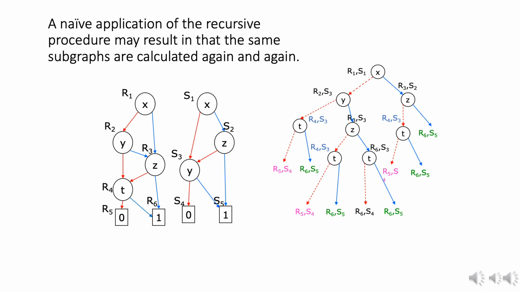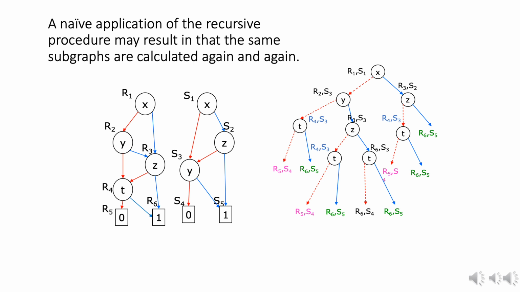A naive application of the above recursive procedure may result in recalculating subgraphs again and again. In fact, the complexity could be exponential in the size of the BDDs. On the right-hand side of the slide, we marked subgraphs that are the same with the same color. So there are pink subgraphs and green subgraphs, blue subgraphs, and black subgraphs.